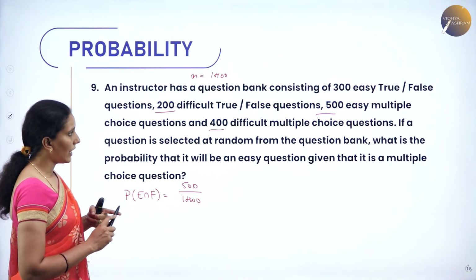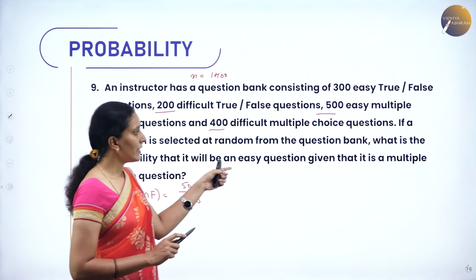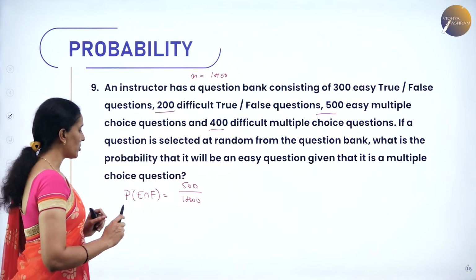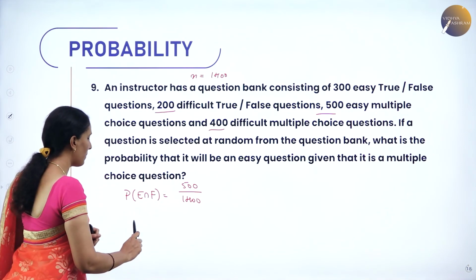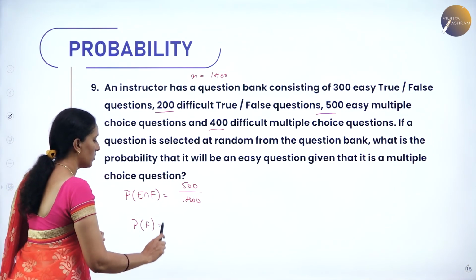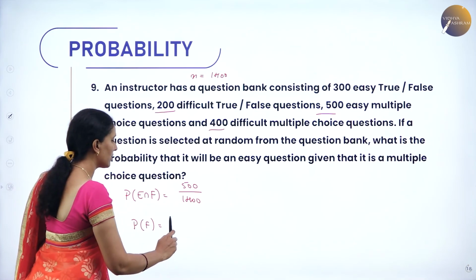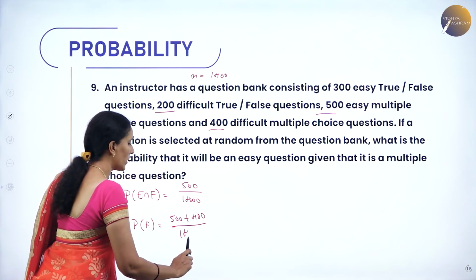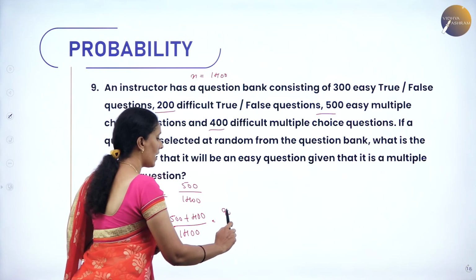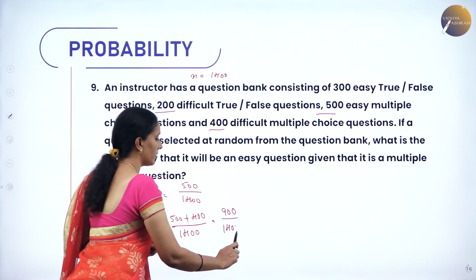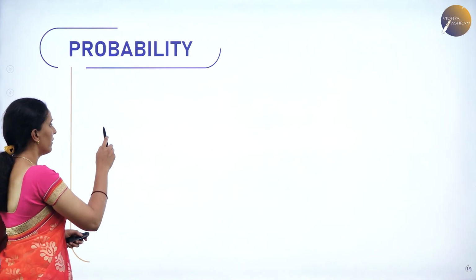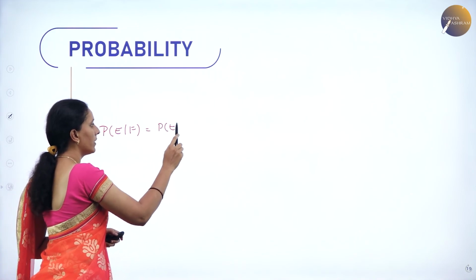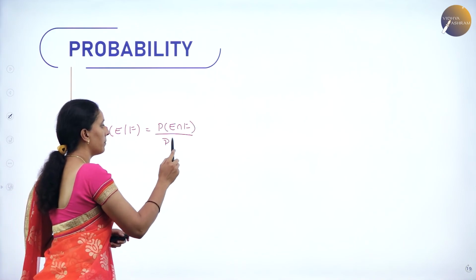Now what do I need to calculate? I need to find the probability of an easy question, and also it should be a multiple choice question. How many multiple choice questions are there? So let me take it as probability of F. So the total multiple choice questions is 500 easy plus 400 difficult, divided by the overall 1400 questions, that is 900 divided by 1400. Thus, when I am calculating the probability of E given F, we have the probability of E intersection F divided by P of F.